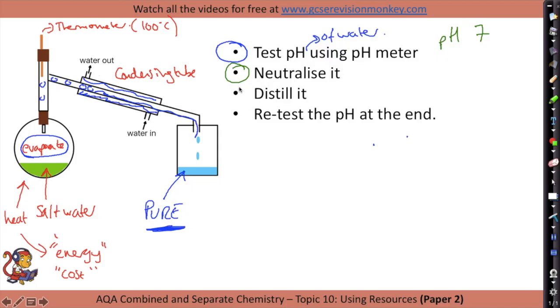You would then distil it using the process that I've just described by heating it, allowing the water to evaporate, condense and collect in a beaker at the end. And then just to be sure, you would retest the pH at the end. So this, in addition to reverse osmosis, is a process that some countries have to do to produce water that is safe to drink. However, these downsides are often alluded to in the exam.